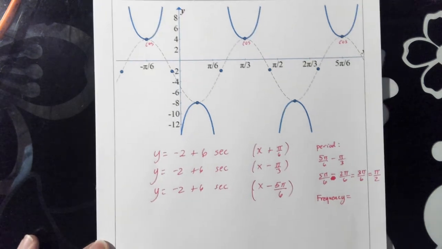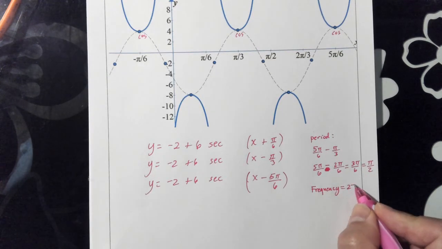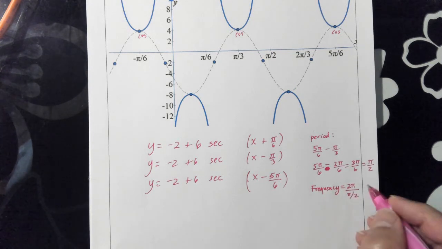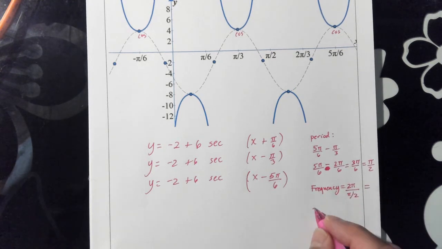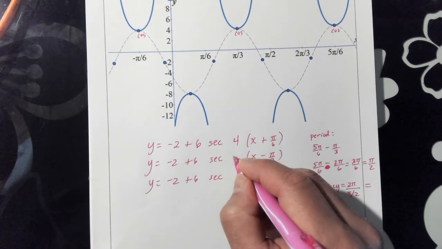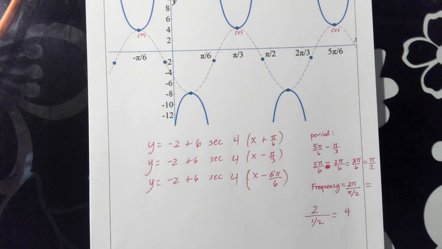Yeah? And now the frequency is 2 pi divided by pi halves, which equals, the pi's cancel, so you end up getting 2 divided by a half, and that is 4. Done. There you go.